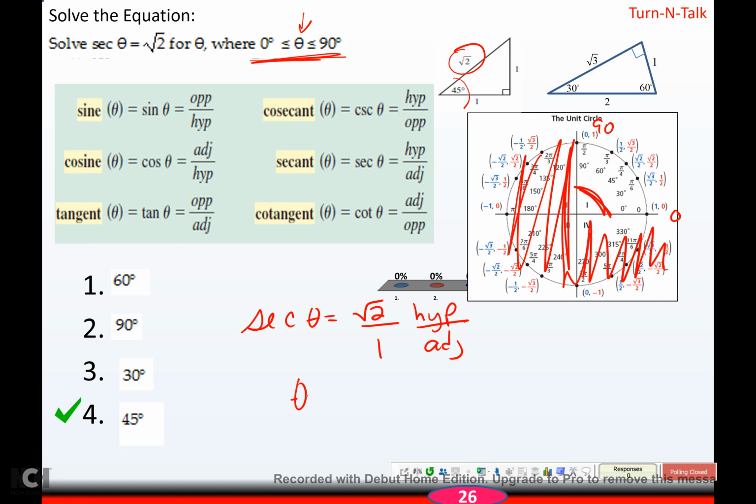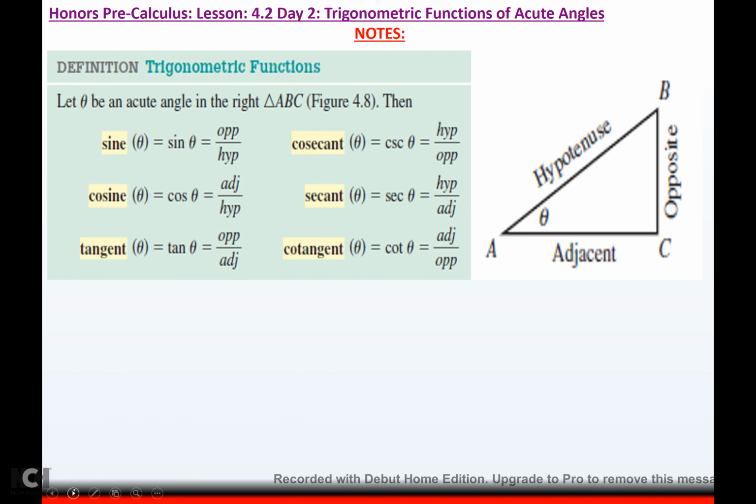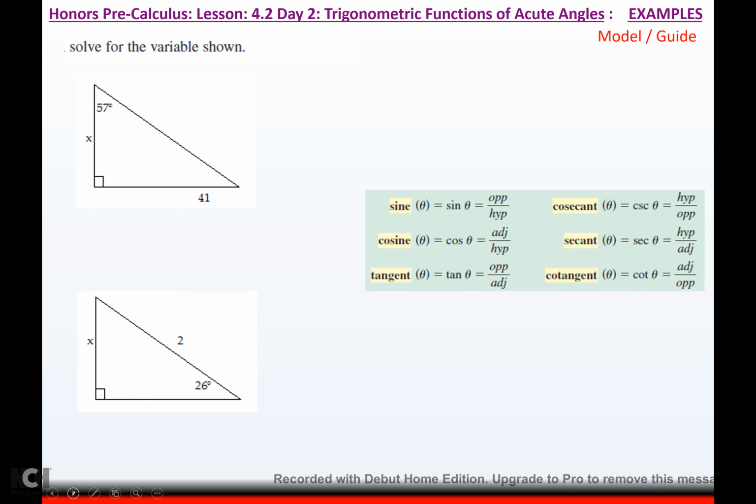So I need a hypotenuse of the square root of 2, which is that one, which means theta has to be 45 degrees. Okay? Alright, we're going to be learning how to solve a right triangle now. And to solve a right triangle, they've got to give you a couple of pieces of information. And then with those, we're going to find all the rest of the trig functions. Sorry, we're not going to solve the whole triangle yet. They're going to put certain information in and tell us to solve for the variable shown. So we're trying to solve for x.